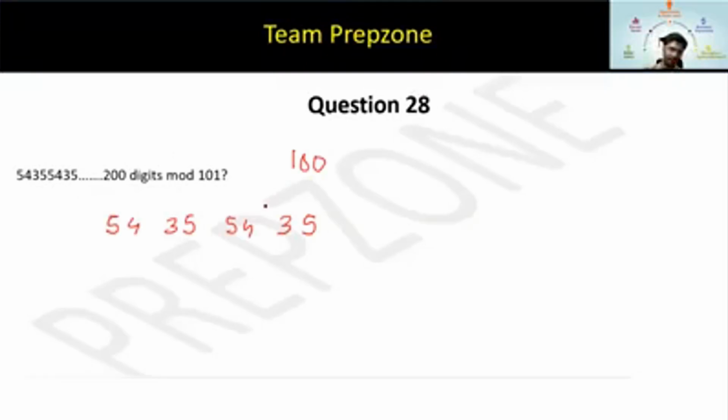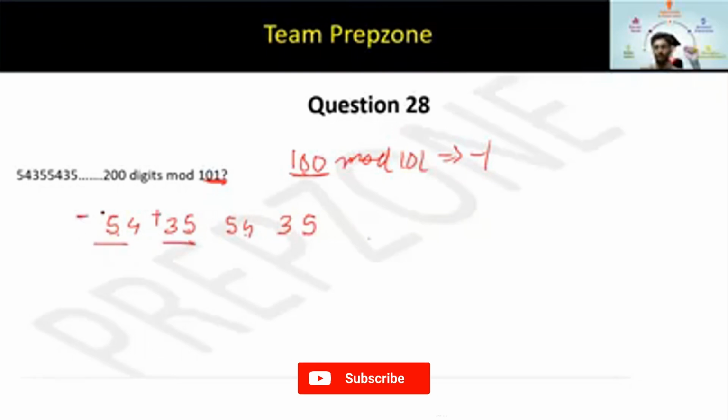Again, I will give you a hint. Check your answers again. See, what you will do. This is mod 101. Now we know the concept, right? 100 mod 101 is what? Minus 1. Hence, we will take a pair of 2 at a time with alternate plus and minus. So here observe 54, 35, 54, 35, 54, 35, and so on. So this will be plus, this will be minus, right?